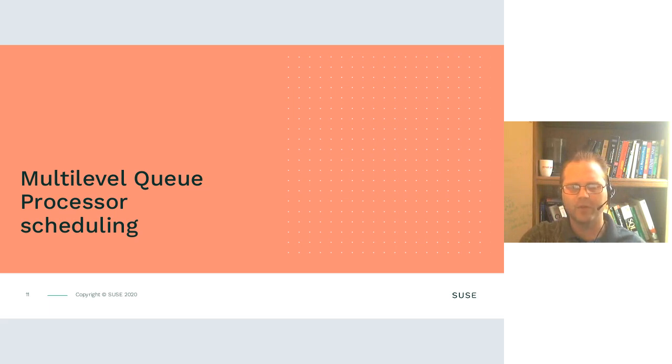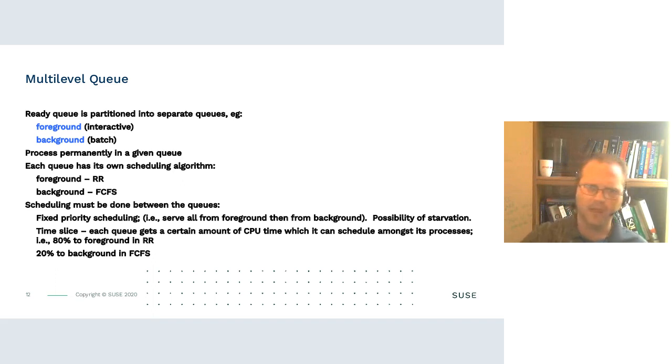Another approach is to provide multiple queues for scheduling. Processes entering the ready queue can be separated based on the type of job. Once a job enters a queue, it will remain there until execution is completed. Each queue has its own scheduling algorithm, such as round-robin or first-come, first-served.